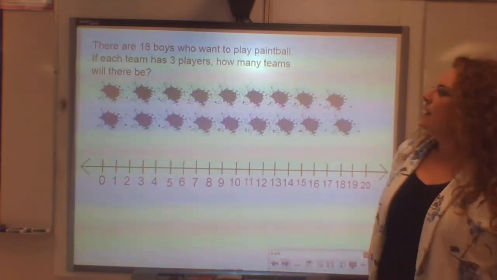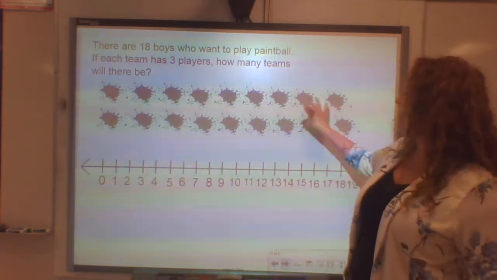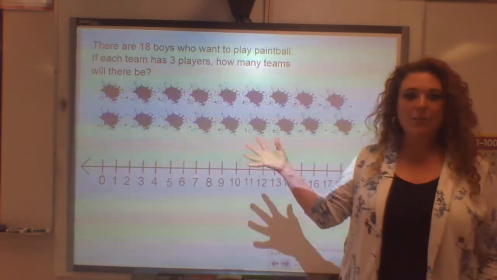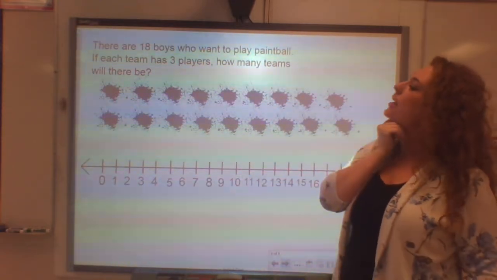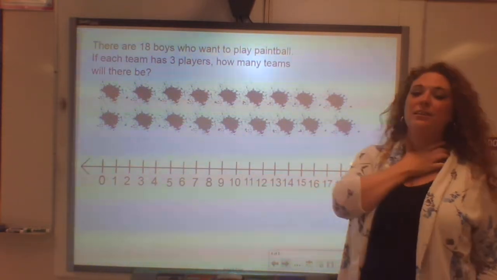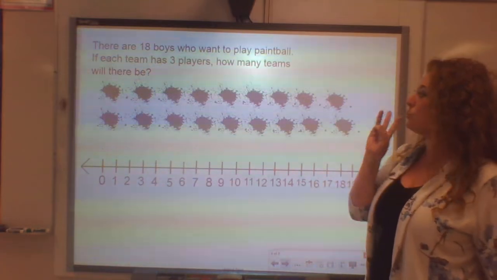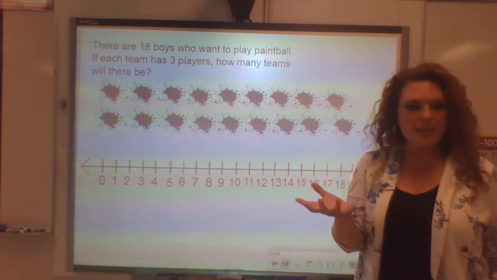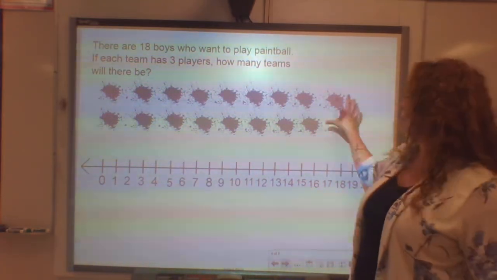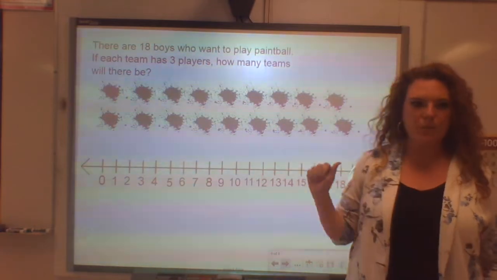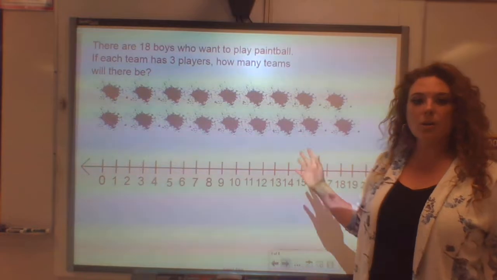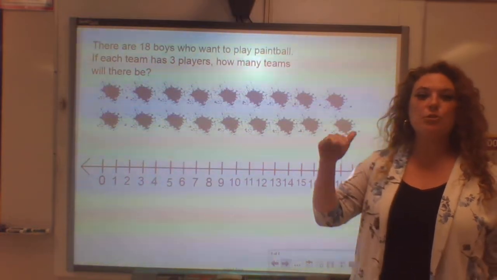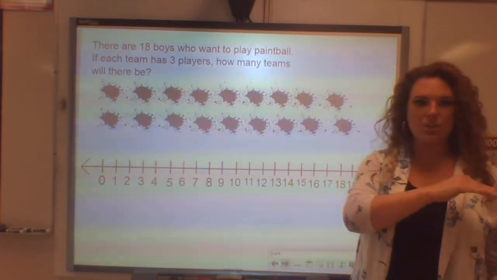Paintballs. Now, again, these splotches are my counters, so you could totally use that if you want and lay out 18 counters, because the question says there are 18 boys who want to play paintball. If each team has 3 players, how many teams will there be? Now, we of course can gather up groups of 3 and find out how many, and that is definitely something you can do. Or we can subtract by 3 each time.